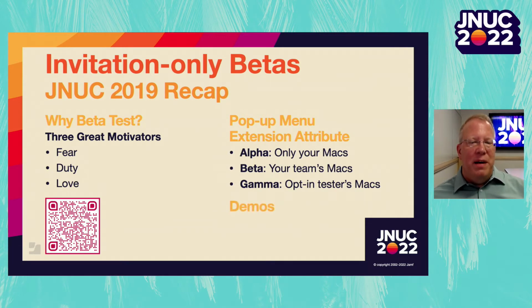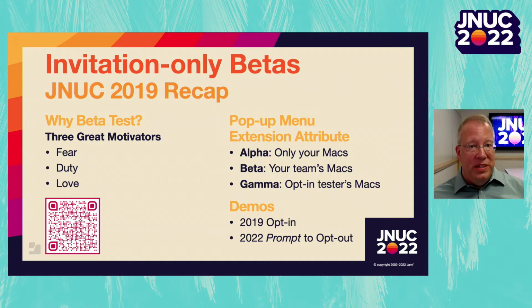Let's take a look at a couple of demos. Our first demo is based on the 2019 session of having users opt in to your internal beta test program via self-service. And our second demo is of a recent change we made to prompt users monthly to opt out, because our beta test program has been too successful.